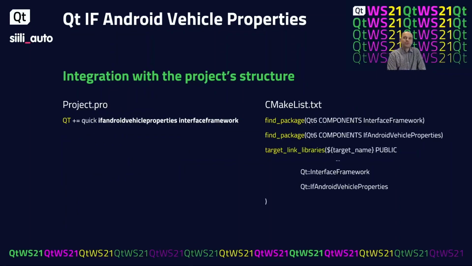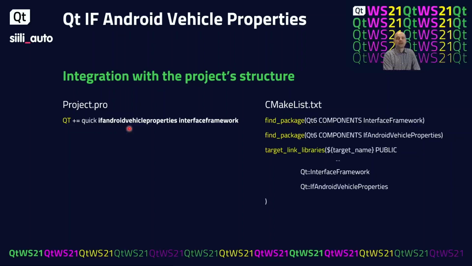What we yet need to do is to integrate this module with the project. We can do this in one of two ways, using qmake or CMake. In case of qmake, present on the left side, we're just adding the proper module to the QT variable of the .pro file. So the ifandroidvehicleproperties and interfaceframework, if we are working on Qt 6. For Qt 5, it's slightly different, as we need to use Qt IVI in place of the Qt IF.